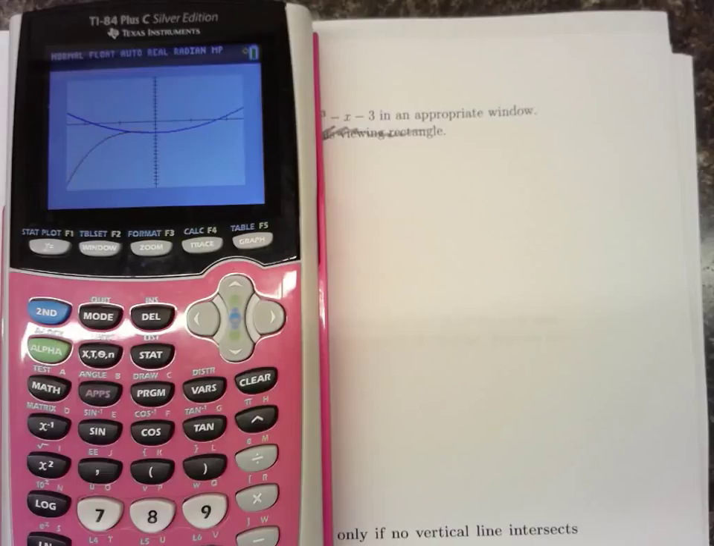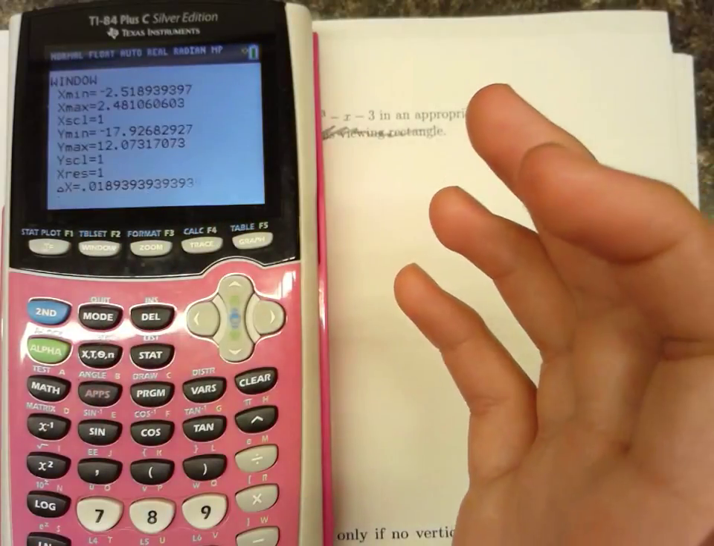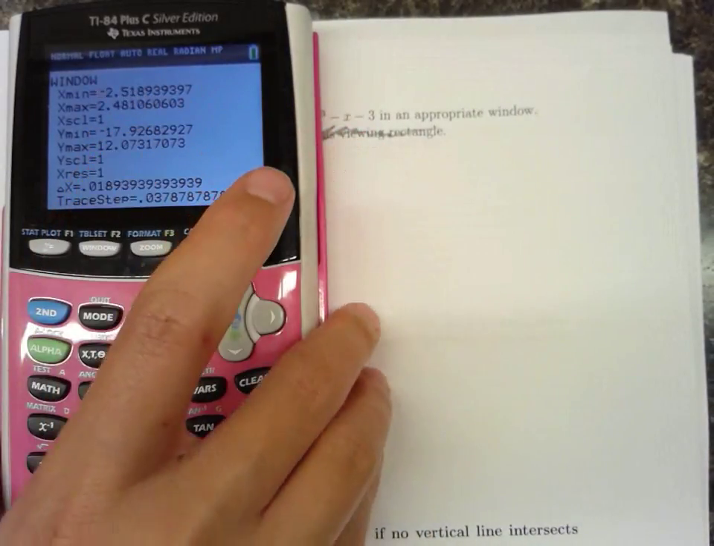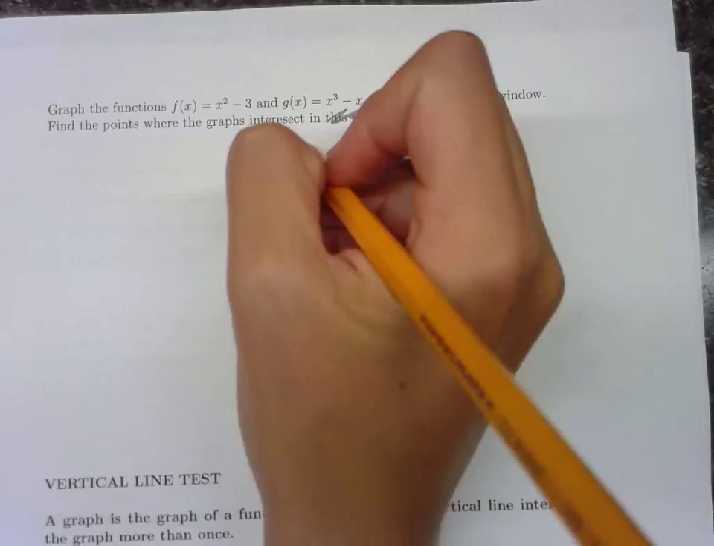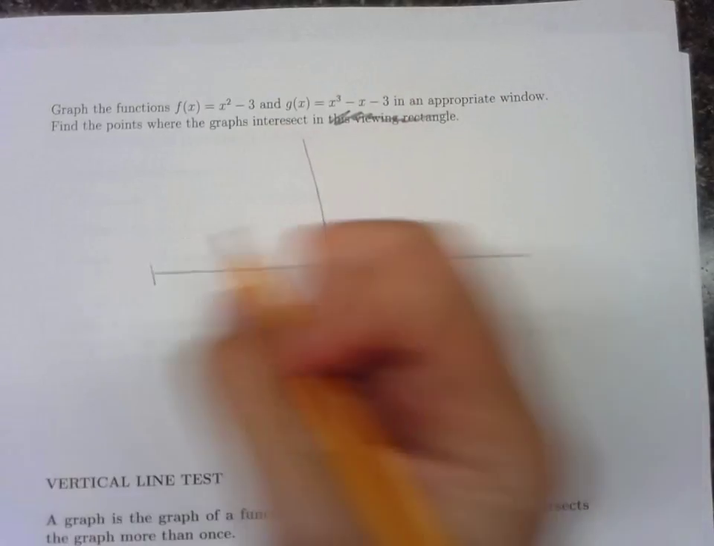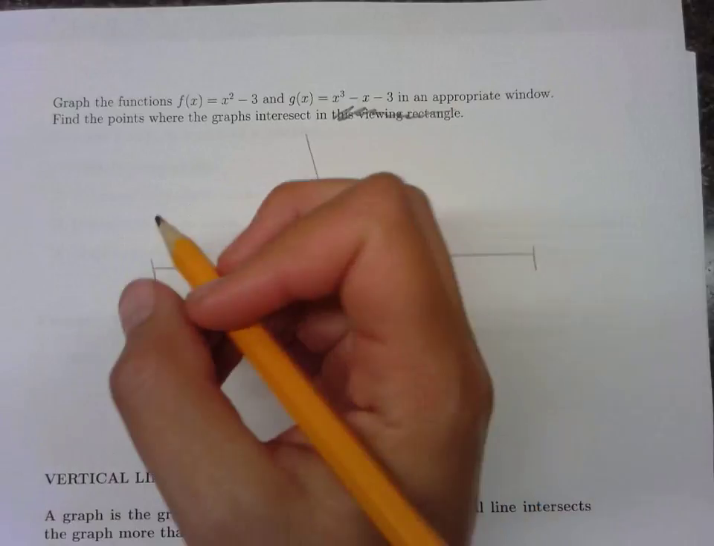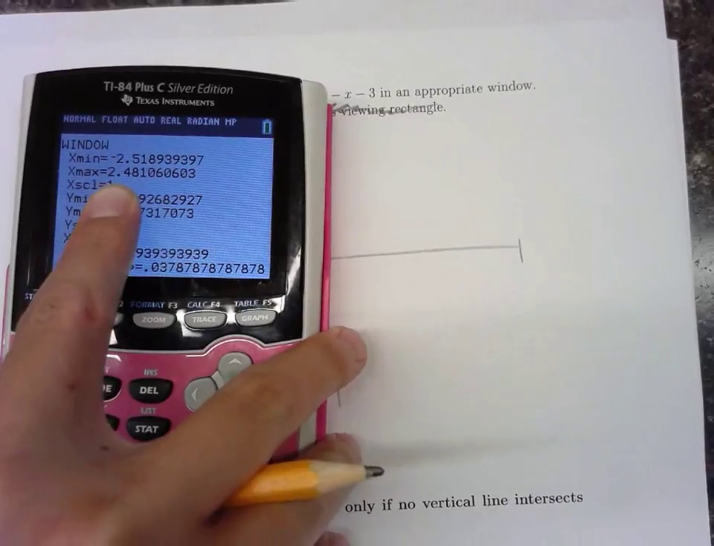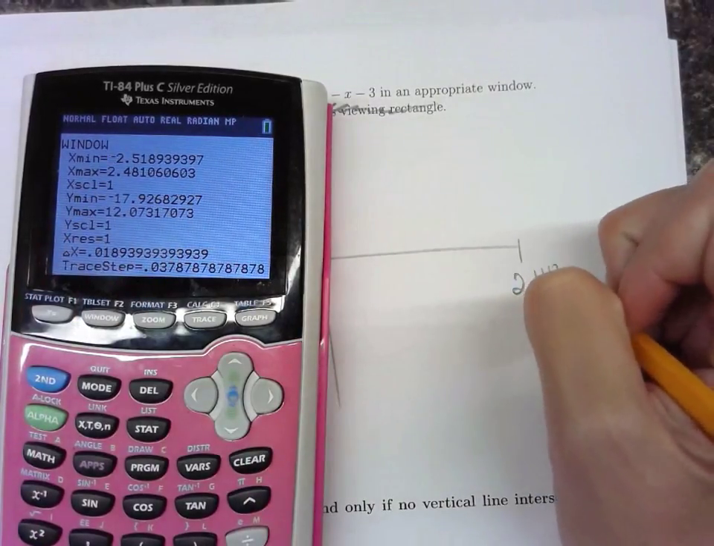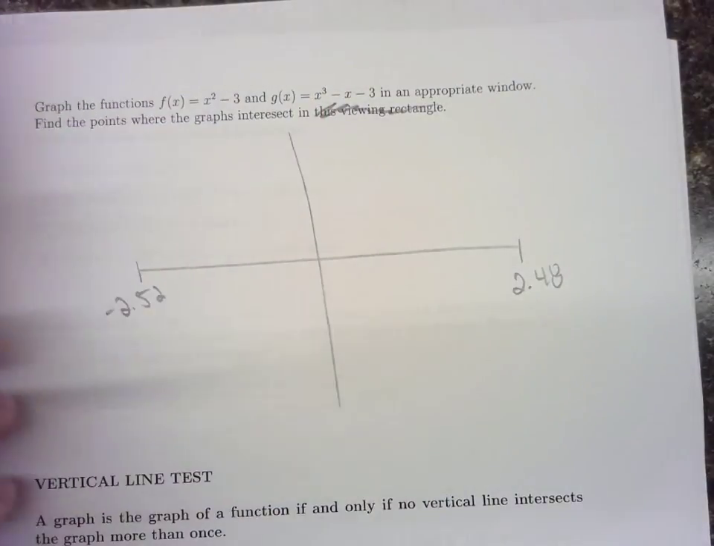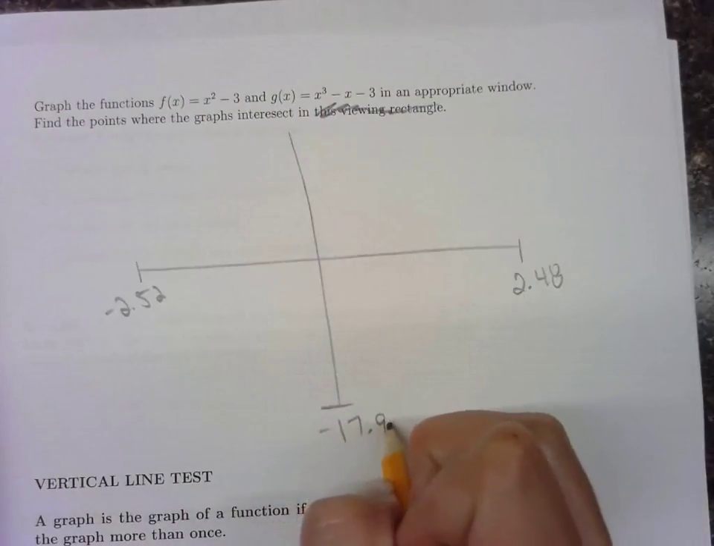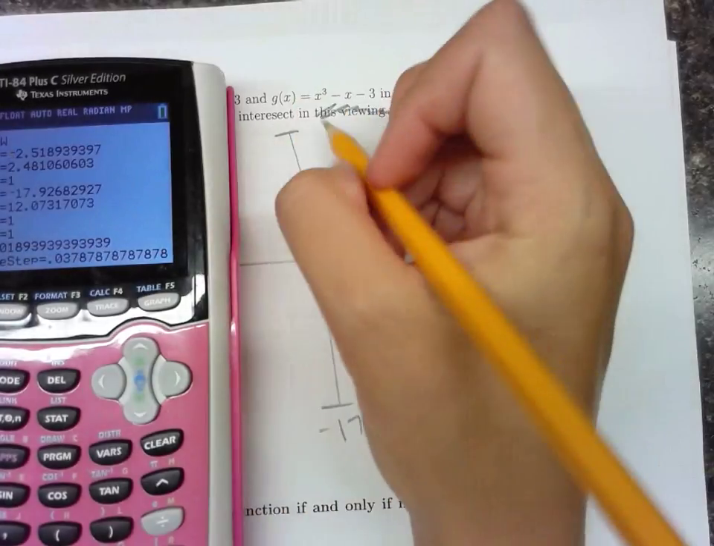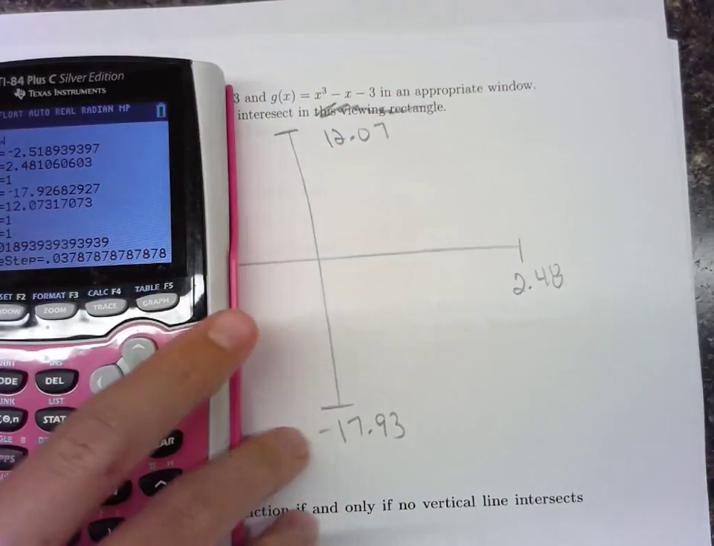Okay, so you could kind of guess and see where the intersection points are, but the calculator will actually calculate exactly where the intersection points are. First, let's go ahead and draw this picture. The window they gave us when we zoomed in was that, so I'm going to go ahead and draw it with that window, which your window is probably going to be different. Okay, so this is just the window my calculator gave me. So my calculator is negative 2.52, x minimum, negative 2.52 approximately, to 2.48 approximately. And then the y minimum is negative 17.93, you can see that, and the y maximum is 12.07 approximately.